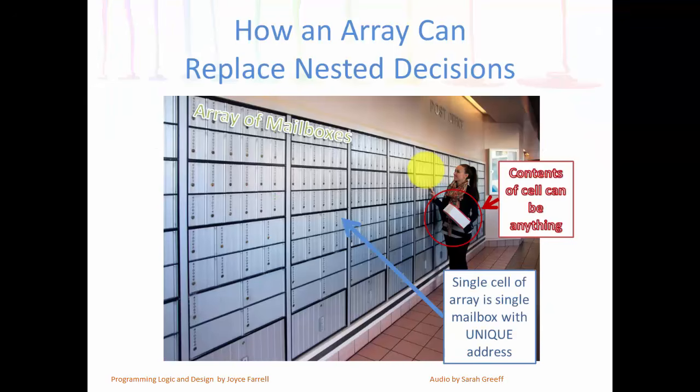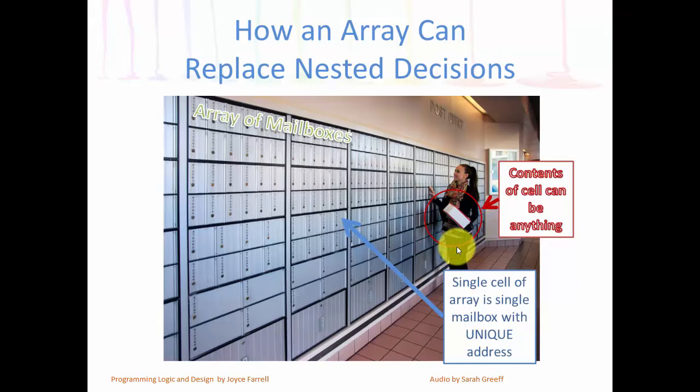First of all, I'd like to remind you of what an array is. A good analogy of an array is an array of mailboxes. So a single row here will be an array of mailboxes. As you can see, each mailbox has a unique number. So a single cell of an array is a single mailbox with its unique address.